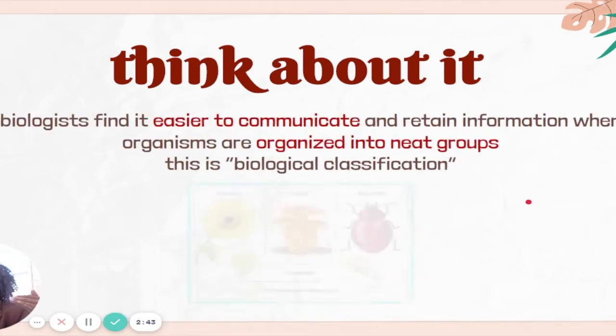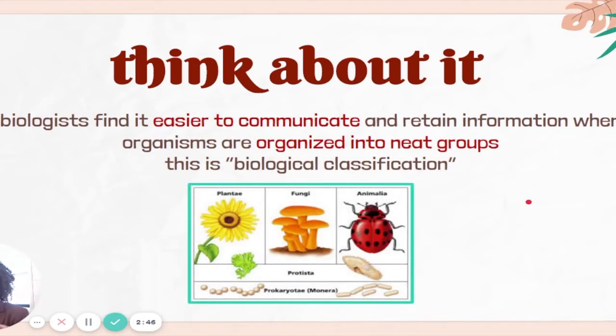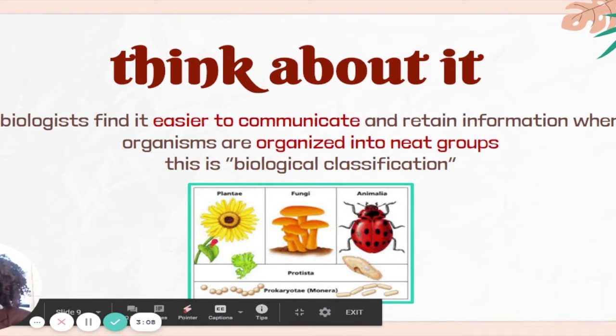In the way that you like your life to be organized, biologists like to organize their studies. When they organize their studies, they find out that it's easier to communicate and it's easier to retain and share information when organisms are organized into neat groups. This is known as biological, so living things, classification. That's why we know certain things as plants. It's called kingdom Plantae. We know fungi, that's kingdom fungi. Animals, kingdom Animalia. Then, you guys probably don't know these, but there's Protista, and then there are bacteria.